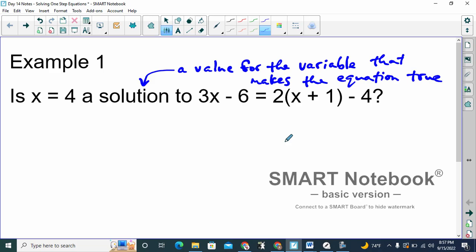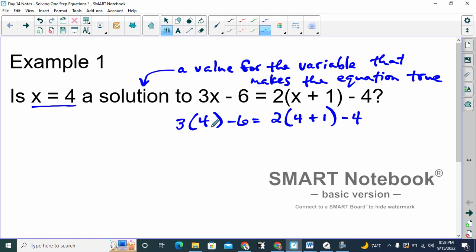So is x equals 4 a solution to 3x minus 6 equals 2 times the quantity x plus 1 minus 4? And again, a solution is a value for the variable that makes the equation true. Basically, it wants to know, if I plug in 4 for x, is this a true equation? So we're going to plug in 4 for x and see if it's a true equation or not. So I would have 3 times x, but instead of x, remember I'm putting in 4, minus 6 equals 2 times the quantity x, I'm putting in 4 for my x, plus 1 minus 4.